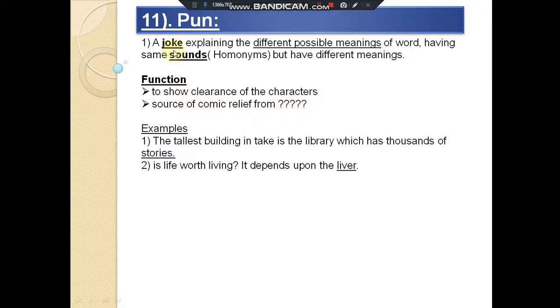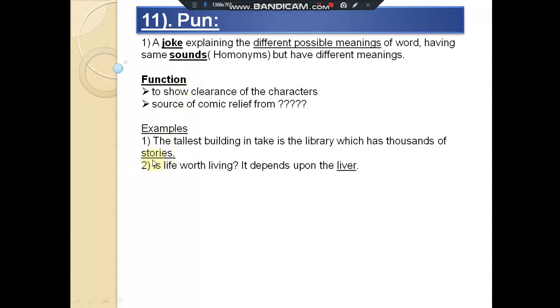It means that the purpose of pun is to clarify what the writer wants to say, and to produce a humorous effect. For example, if I say the tallest building is the tallest building in the library, this does not mean anything here. The tallest building in the library, which has thousands of stories. So the word stories is an example of pun.